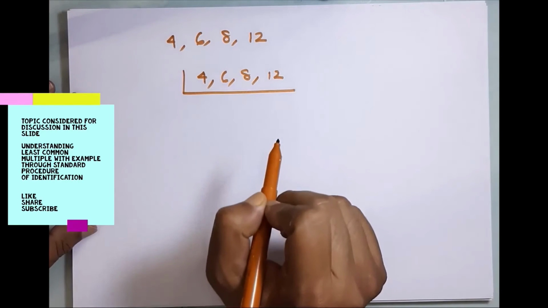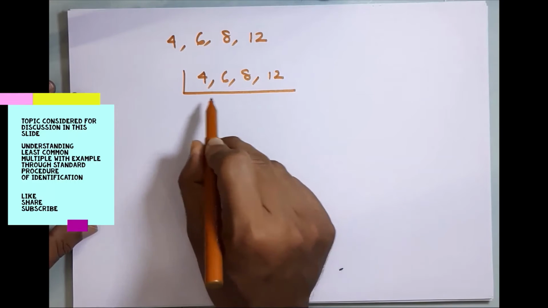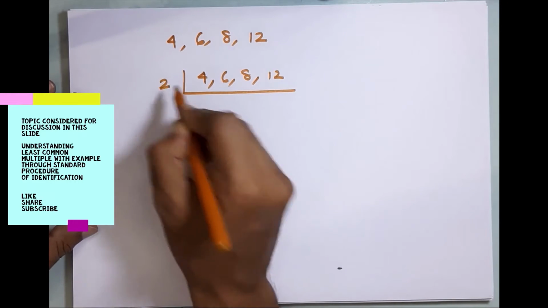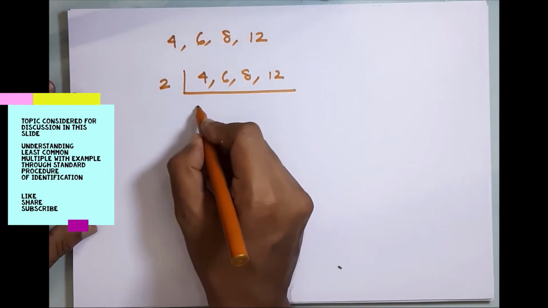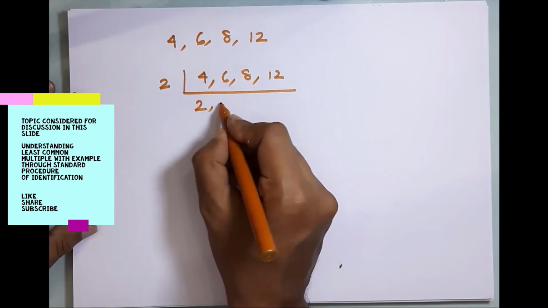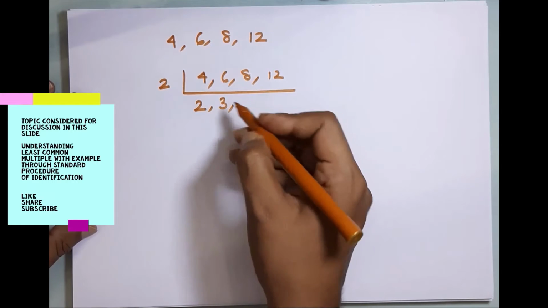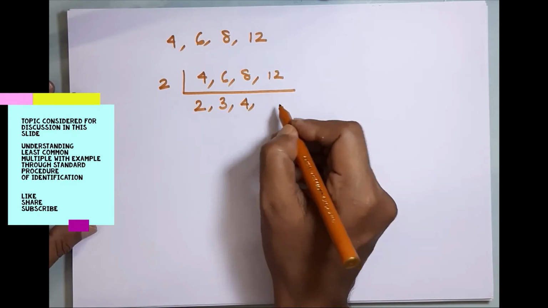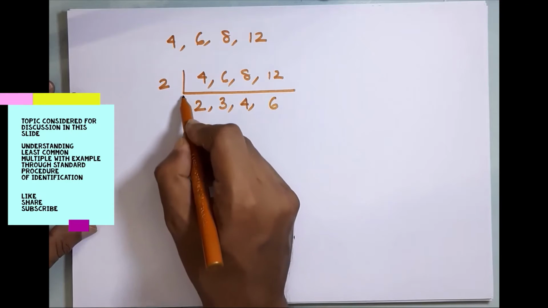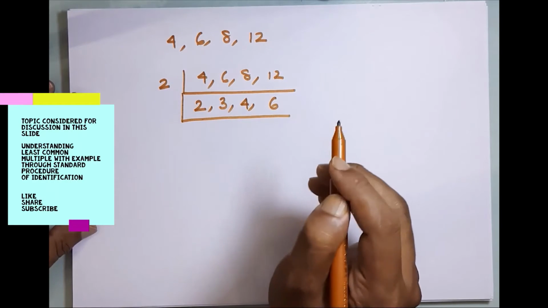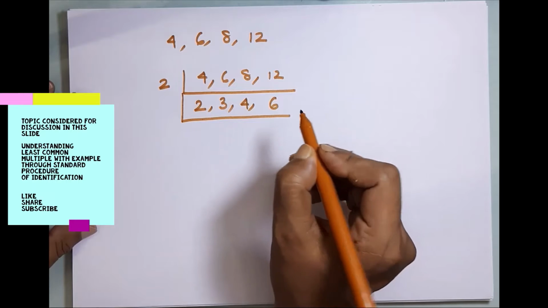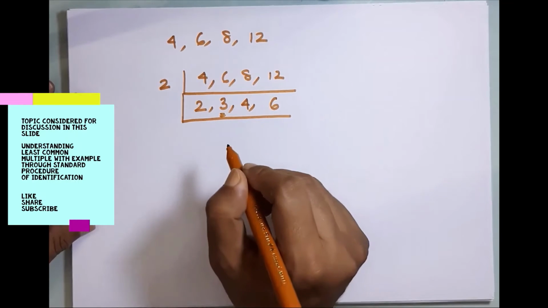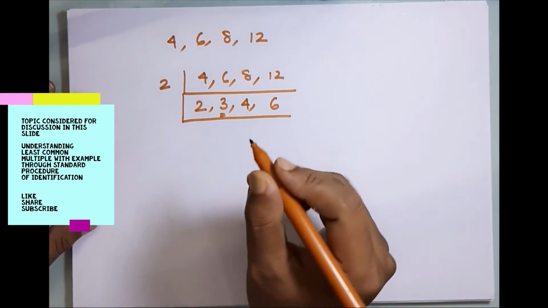So if we can see the number by which all these numbers will be divisible, because they're all even numbers, it will be 2. So if I divide 4 by 2, I'll get 2. If I divide 6 by 2, I'll get 3. 8 by 2, I'll get 4, and 12 by 2, I'll get 6. Now will you be able to tell me any common factor among them? Yes, again 2. But here 3 will not be divisible by 2. So we'll bring down 3 as it is.